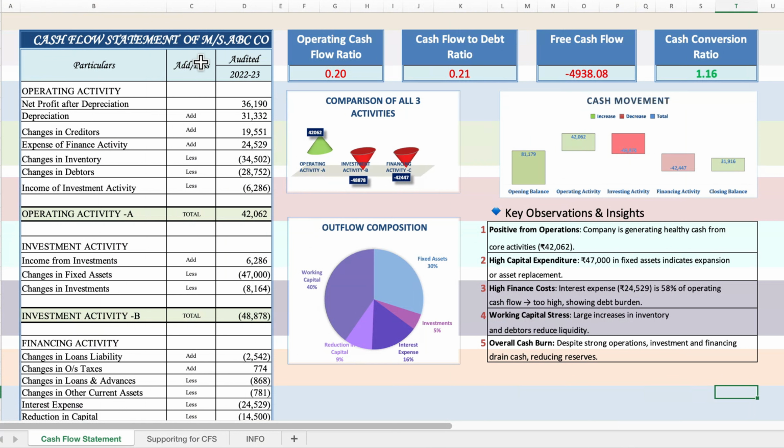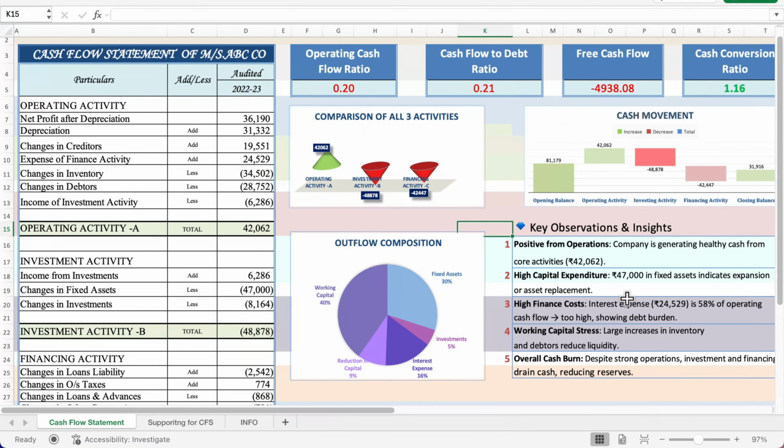So you can see here I have prepared this cash flow statement, and for the analysis part I have done this data visualization here. So you can see here I have prepared these tiles and mentioned various ratios here. Also prepared these charts, also mentioned some key points here to understand how cash flow affects our business.